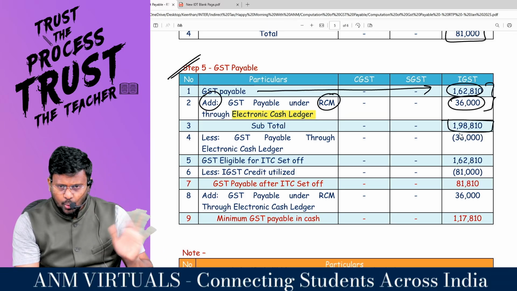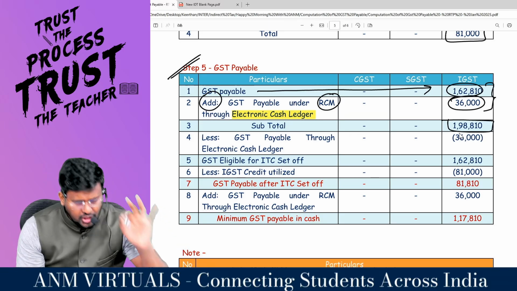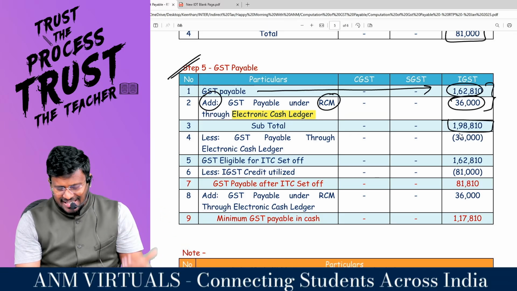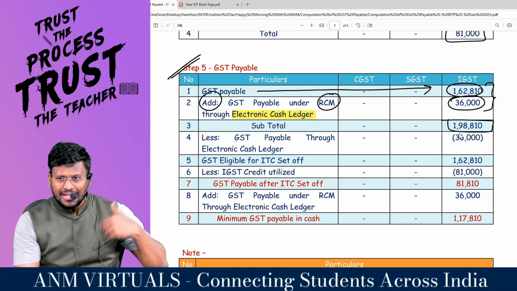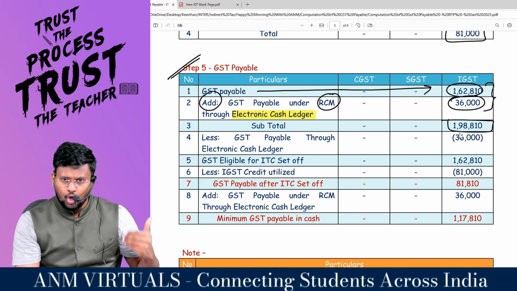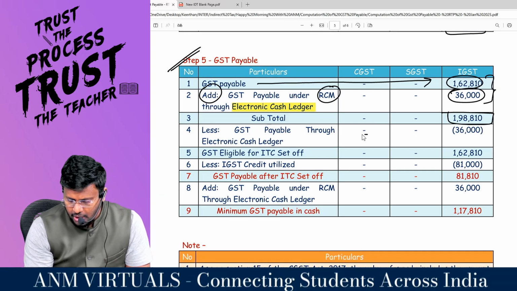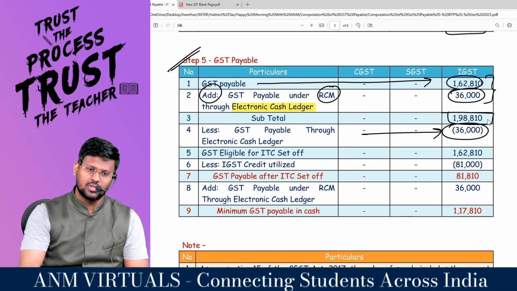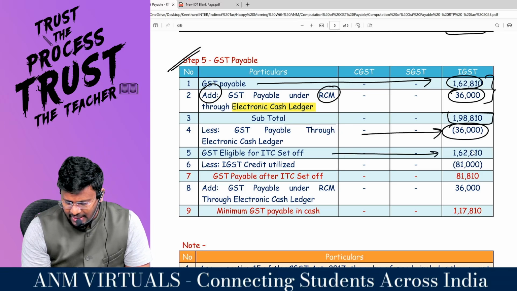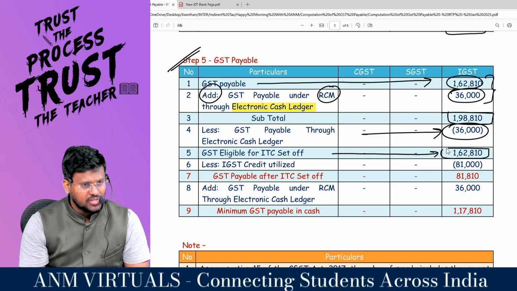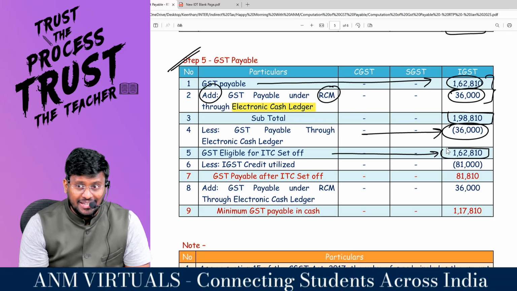The entire 1,98,810 is not eligible for ITC calculation, because inside this certain amount has to be paid through electronic cash ledger. Only the amount payable through the electronic liability ledger can be knocked off against ITC. So I am reducing once again that 36,000. Comfortable? So the GST eligible for ITC set off is 1,62,810. This I have to discharge through the electronic liability ledger.